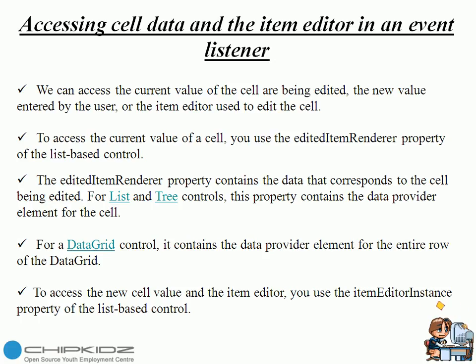For List and Tree controls, this property contains the data provider element for the cell. For a DataGrid control, it contains the data provider element for the entire row of the DataGrid. To access the new cell value in the item editor, you use the itemEditorInstance property of the list-based control.